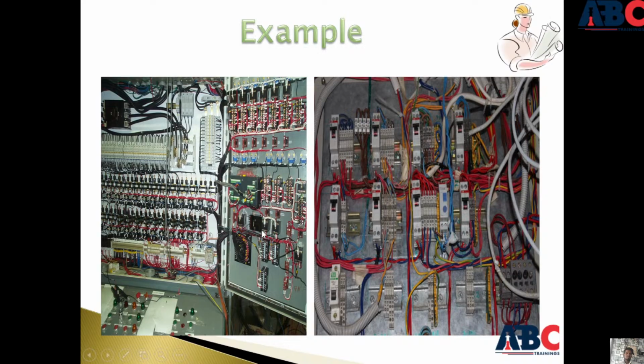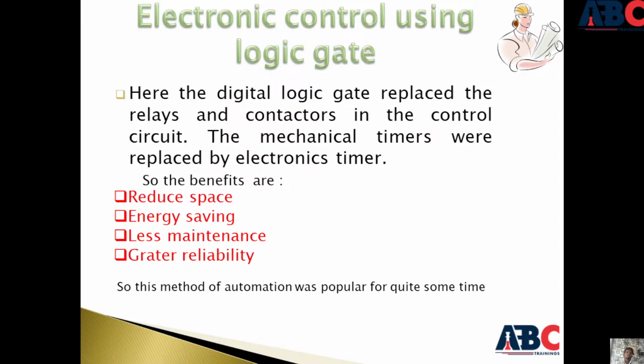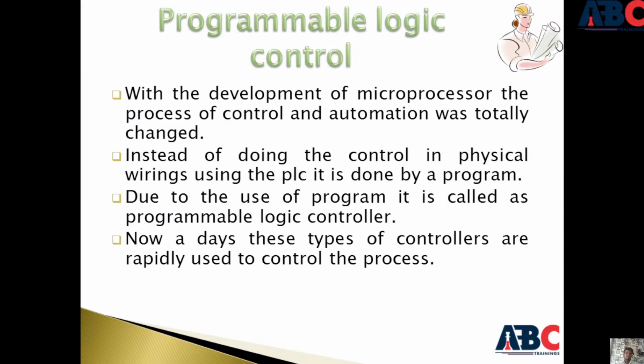Then comes electronic control using logic gates. Here the digital logic gates replaced the relays and contactors in the control circuit. The mechanical timers were replaced by electronic timers. So the benefits are reduced space, energy saving, less maintenance, and better reliability. This method of automation was popular for quite some time.